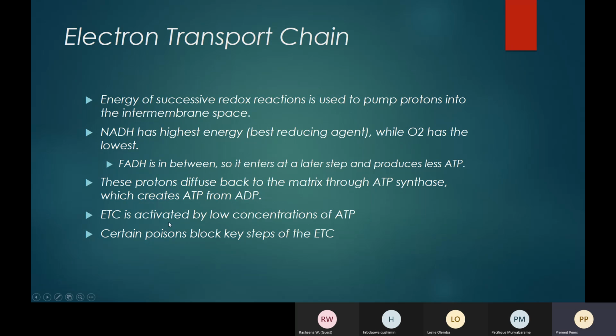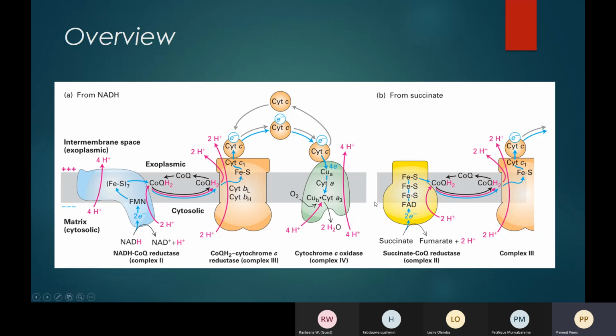Basic regulation here, activated by low concentrations of ATP. Makes sense. We have less energy. We want to make more. Certain poisons will block steps of this, and that's why they kill you. Most famous one is cyanide. Takes the place of oxygen as the final electron acceptor and basically clogs up the whole thing.